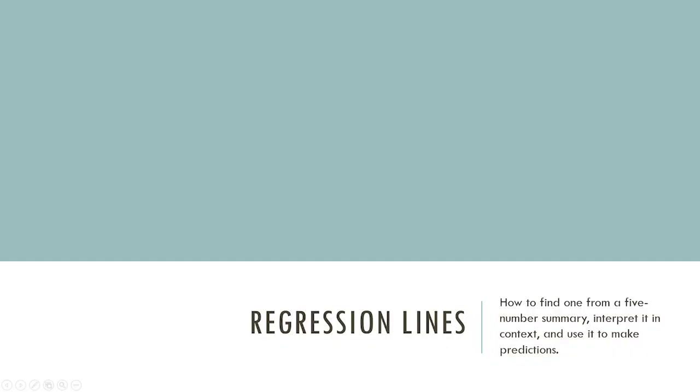In this video, we are going to discuss how to find a linear regression line when given a 5-number summary, which consists of the average and the standard deviation of two distinct variables as well as their correlation coefficient r. When we're given this information, we know enough to calculate our regression line.